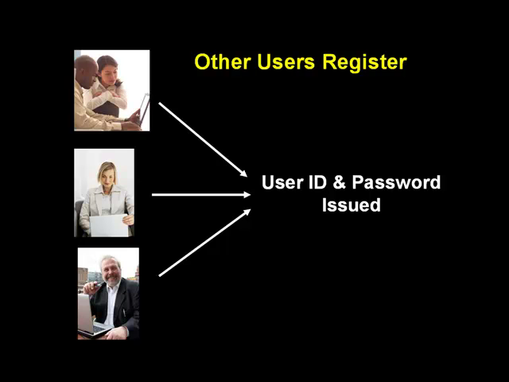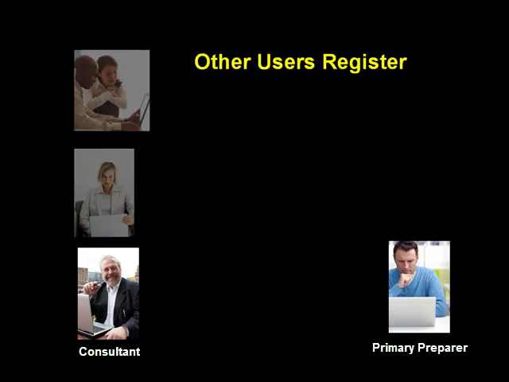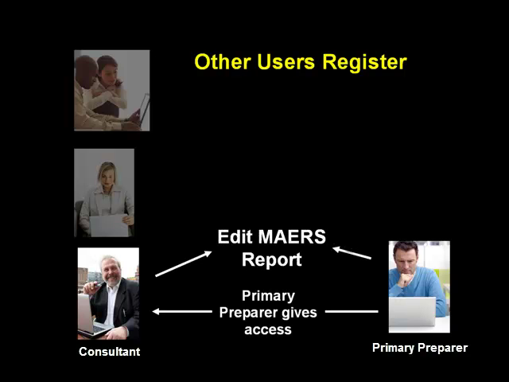Every year, John uses Thomas as a consultant to help with the completion of their MAERS report. Thomas has already registered as a consultant and has been issued a user ID and password. However, he cannot yet view John's data for Sample Corporation until John gives him access. Once John gives him access to the report, both Thomas and John will be able to make edits and changes to the report as necessary. In the end, though, only John will be able to submit the report using the PIN he was given.